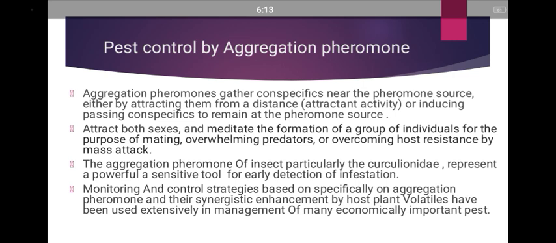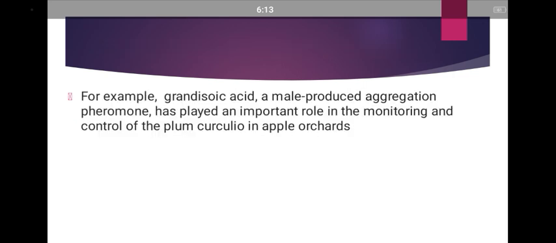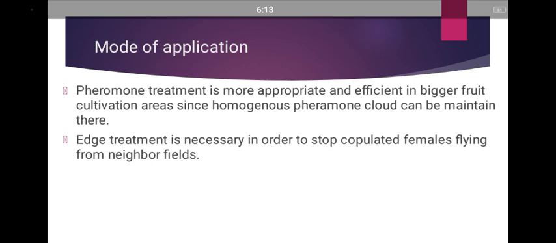The aggregation pheromone of insects, particularly the Curculionidae, represent a powerful, sensitive tool for early detection of infestation. Monitoring and control strategies based specifically on aggregation pheromones and their synergistic enhancement by host plant volatiles have been used extensively in management of many economically important pests. For example, grandisoic acid, a male-produced aggregation pheromone, has played an important role in the monitoring and control of the plum curculio in apple orchards. Mode of application: pheromone treatment is more appropriate and efficient in bigger fruit cultivation areas since homologous pheromone sprouts can be maintained there.